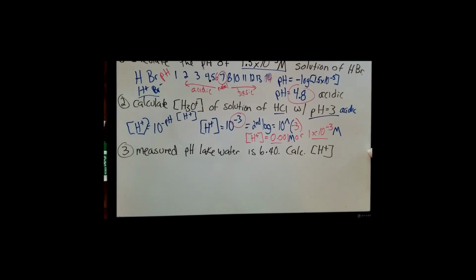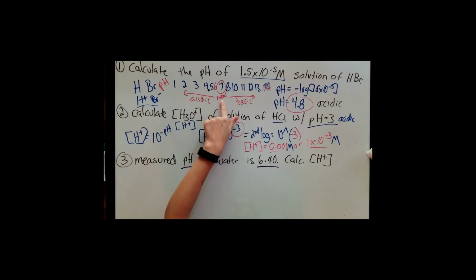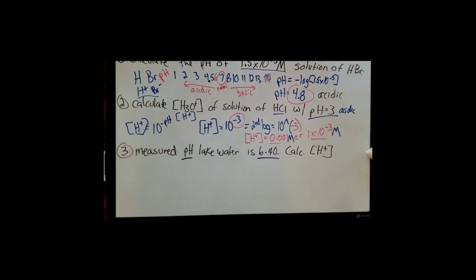All right, let's look at this last one now. Let's start by seeing if it's acidic or basic, because they gave us the pH. The pH of this sample of lake water is 6.40. Looking at our pH scale, 7 is neutral, and this is just a little bit lower than 7, right? So it's slightly acidic, but not too much. Very close to neutral. So we're going to calculate the concentration of H plus ions in this sample of lake water.